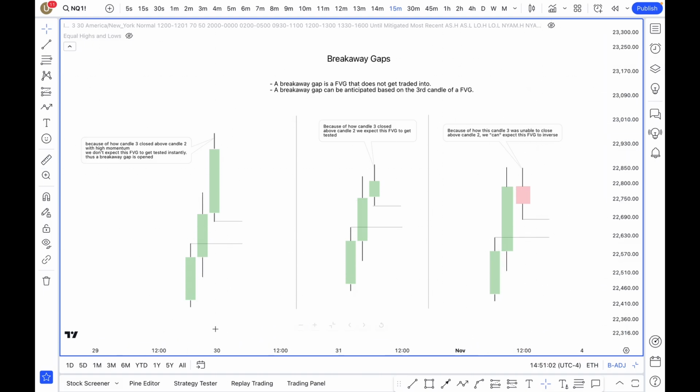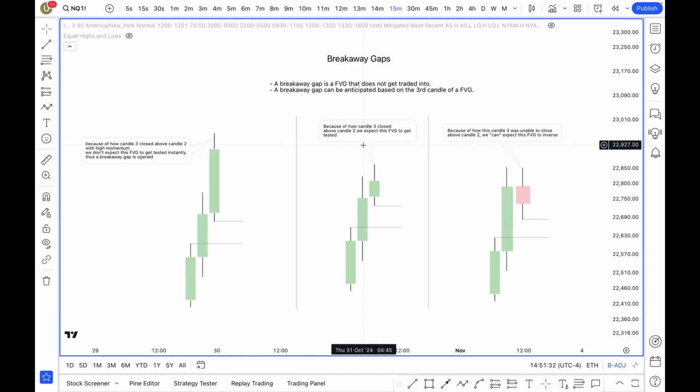Now this is the case of a bullish fair value gap being created. Now if we see, this is the third candle. In this case, this is the third candle. In this case, this is the third candle. Now, because of how candle 3 in this example closed above candle 2 with high momentum, we don't expect this fair value gap to get traded or tested instantly. So basically the next few candles, I'm not expecting this fair value gap to get tested. I expect this to stay open. And this is the concept of breakaway gaps.